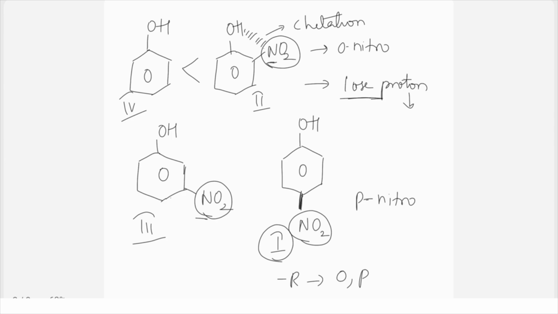So this way, though the same electron withdrawing group is present at ortho and para, because of the intramolecular hydrogen bonding, the tendency to lose the proton is decreasing, and accordingly the acidic nature is decreasing.